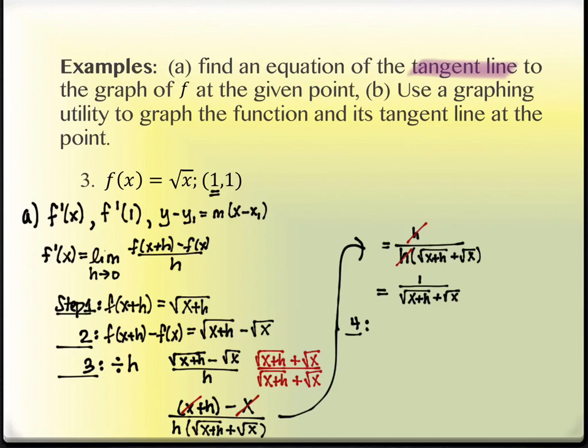Step 4 then is to take the limit as h goes to 0 of 1 over the square root of x plus h plus the square root of x. Okay, so if I put 0 in now for h, what will I get?